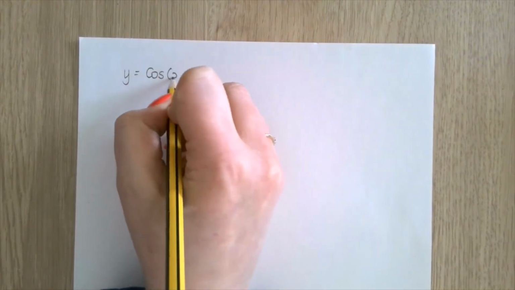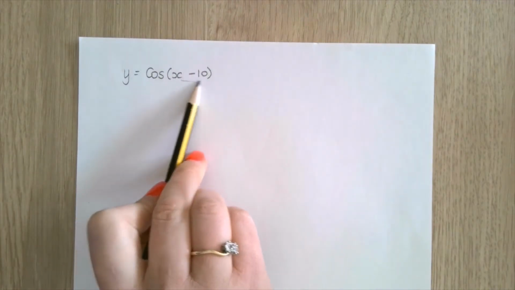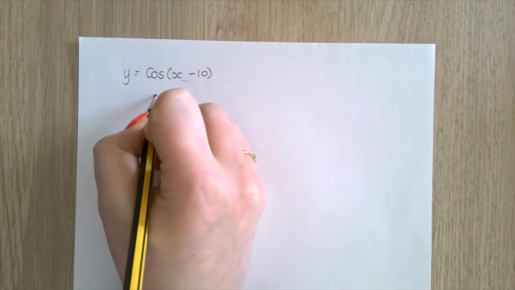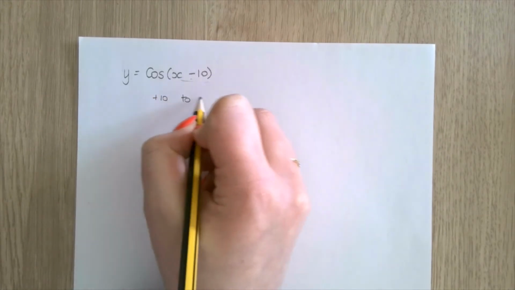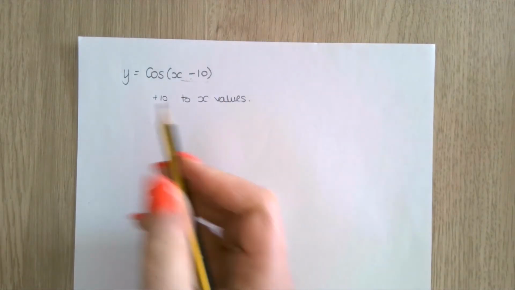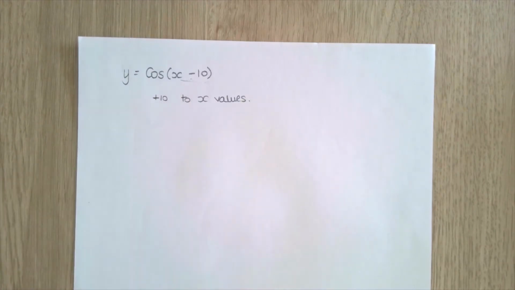Y equals cos of (x minus 10). Again, another horizontal translation. So what I'm going to do is add 10 to my x values. Therefore, because I'm adding 10 to my x values, it's a translation to the right.